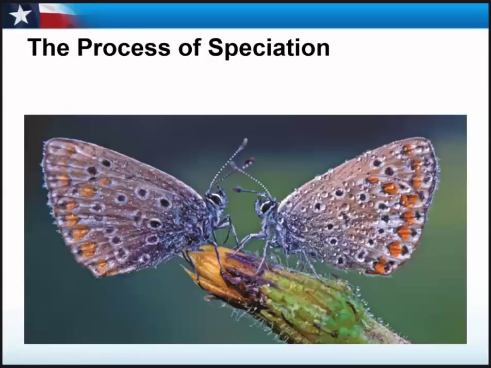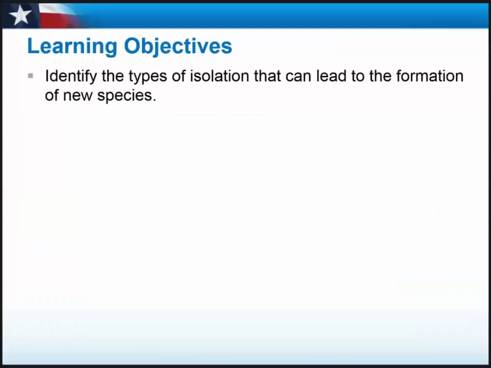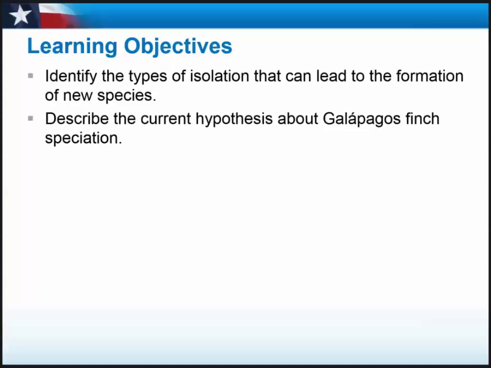Welcome to Lesson 17.3, the process of speciation. In this lesson, we'll identify the types of isolation that can lead to the formation of new species and describe the current hypothesis about Galapagos finch speciation.